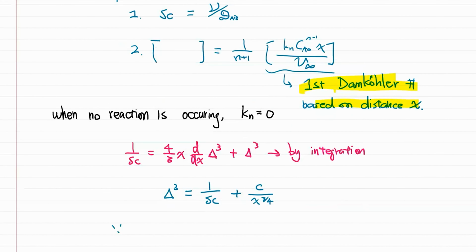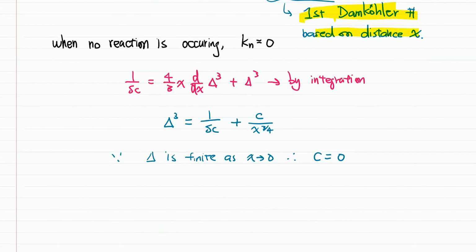And because delta is finite as x approaches 0, c would equal 0. And so the final result is that delta is actually equal to the negative 1/3 power of the Schmidt number, and delta is going to be smaller or equal to 1.